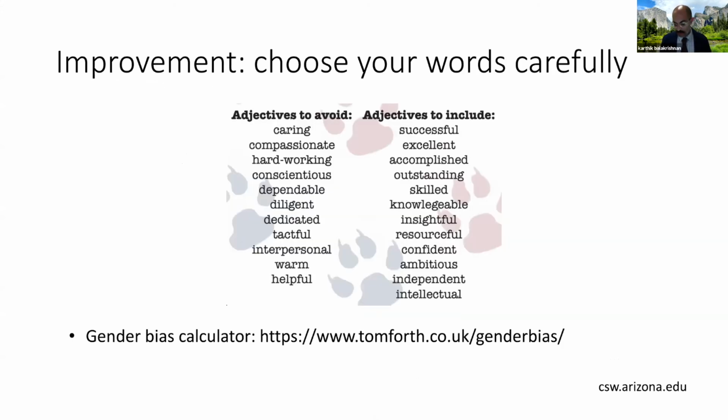The University of Arizona has published a beautiful short guide for this, and here's some adjectives to avoid or include. You can see the ones to avoid are all personality related and effort related, whereas the ones to include are more achievement and leadership related. If you're ever not sure, there's actually an online gender bias calculator where you can just copy and paste the text of your letter or your evaluation and find out how biased it is.